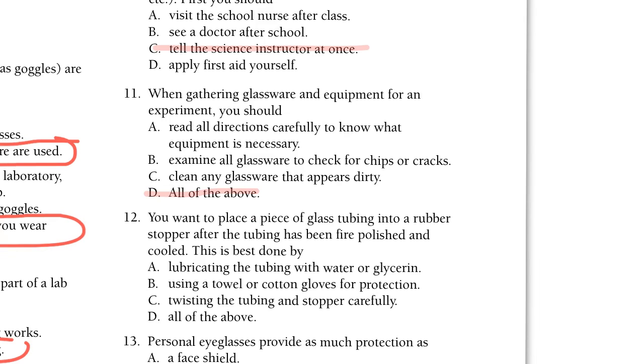12, you want to place a piece of glass tubing into a rubber stopper after the tubing has been fire polished and cooled. This is best done by A, lubricating the tubing with water or glycerin, B, using a towel or cotton gloves for protection, C, twisting the tubing and stopper carefully, or D, all of the above. I think anytime they have all of the above, the answer is all of the above.